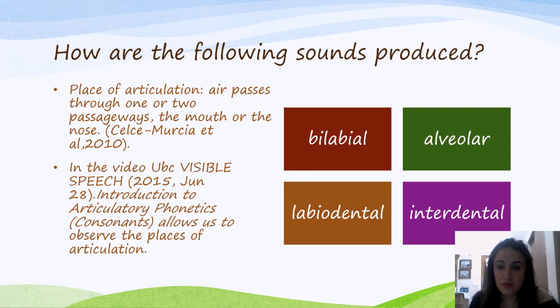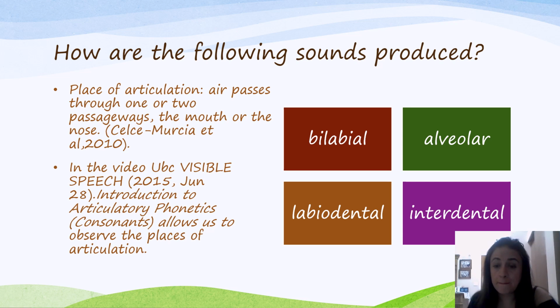How are the following sounds produced? The place of articulation, according to Celce-Murcia, is where the air passes through one or two passageways, the mouth or the nose. In the video Introduction to Articulatory Phonetics: The Consonants, we can observe the places of articulation. There are several places of articulation. First are bilabial sounds, when both lips come together.